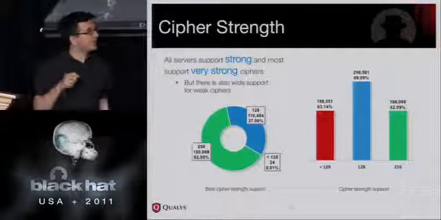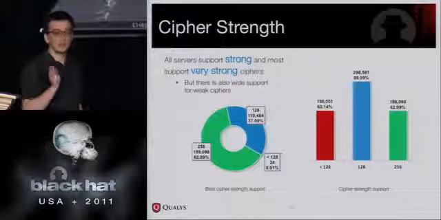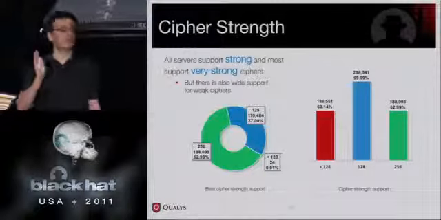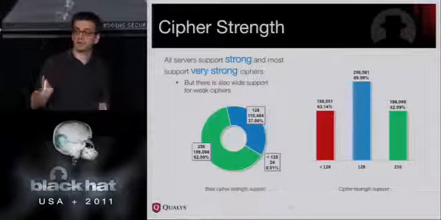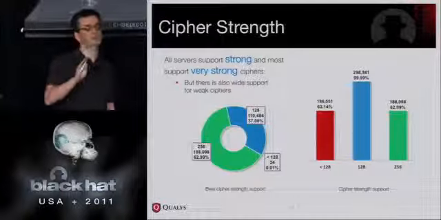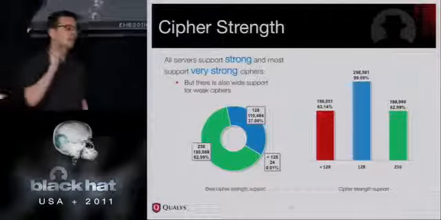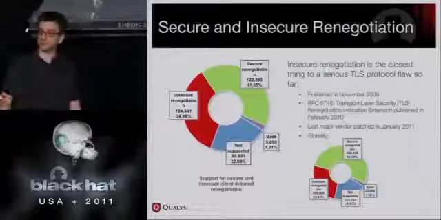Next up is cipher strength. Pretty good news here. You will see that virtually all sites support 128-bit encryption, which is sufficient. Some will support 256 bits. Unfortunately, a large number also support weak cipher suites, which are completely unneeded, but they're probably a result of having everything enabled by default.